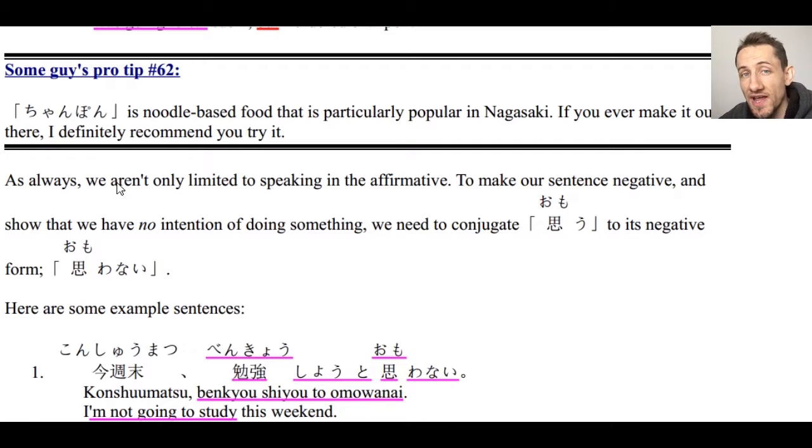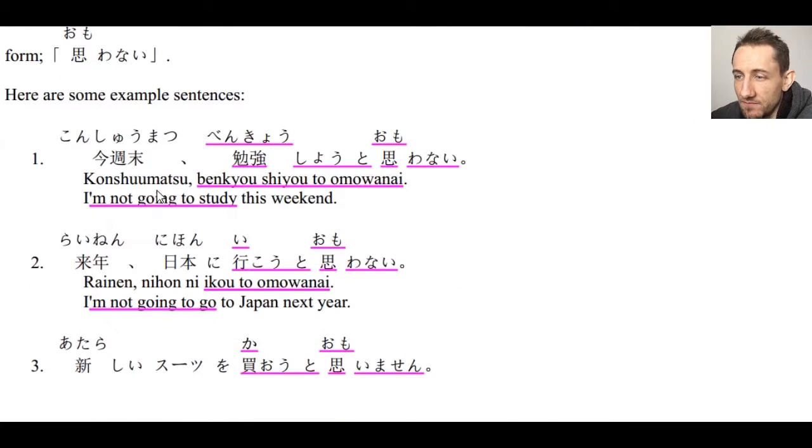We can talk about what we're not planning to do, right? And make our sentences negative. So all we have to do is simply conjugate omou to the negative form. So for example, omowanai. So here we'll look at some examples. So number one, 今週末勉強しようと思わない. So I'm not going to study this weekend.